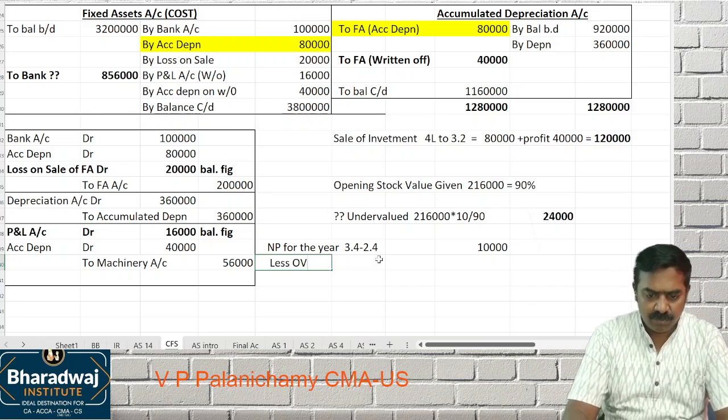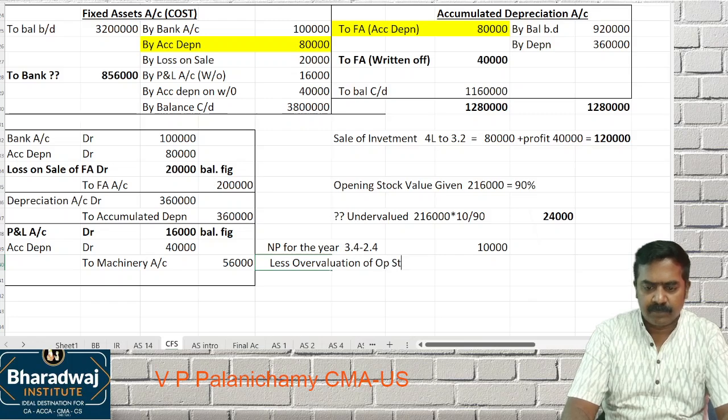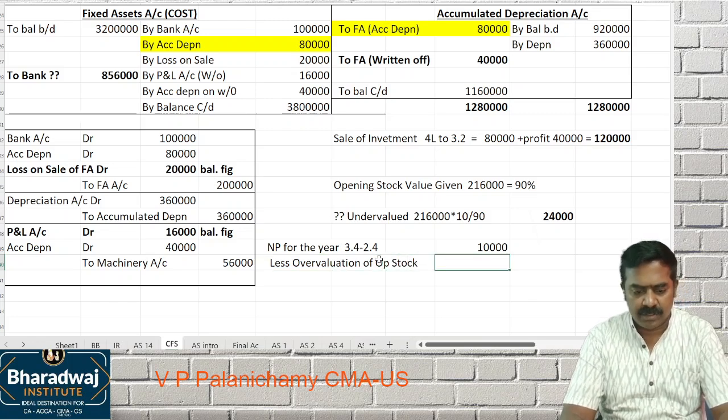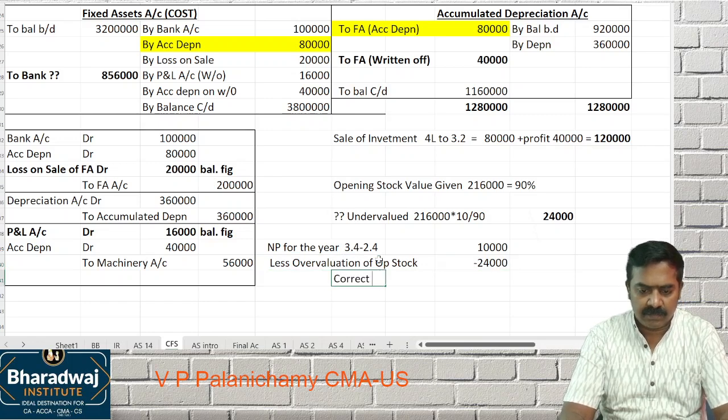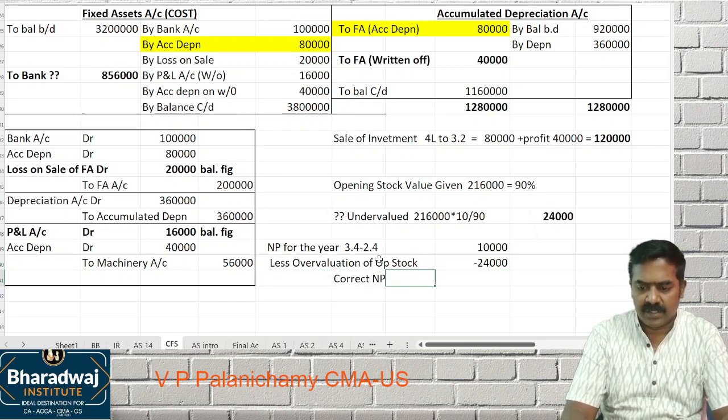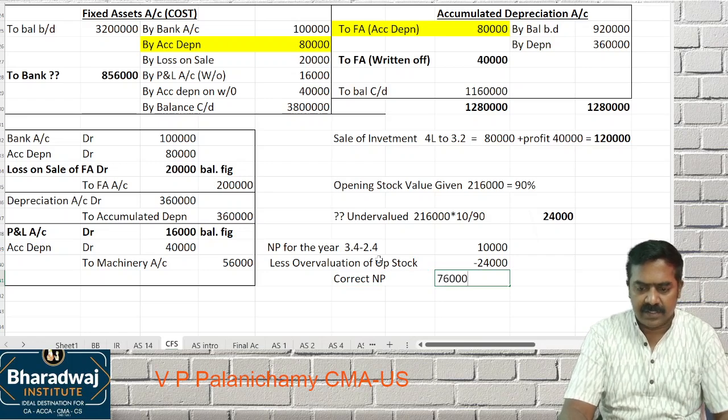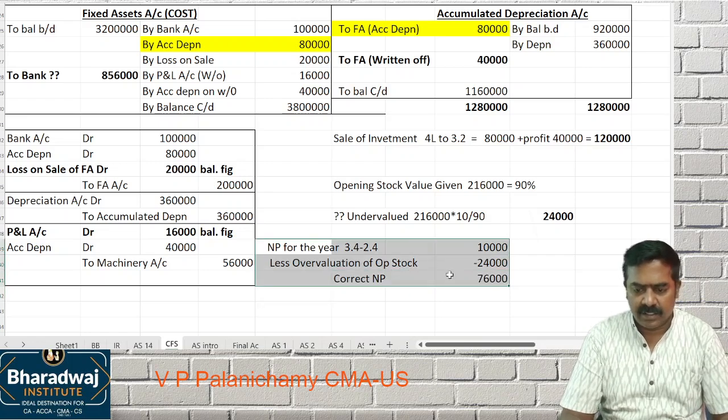Less the overvaluation of which stock? Opening stock, by how much? 24,000. You will get the correct net profit. What is the correct net profit? 76,000 you will get.